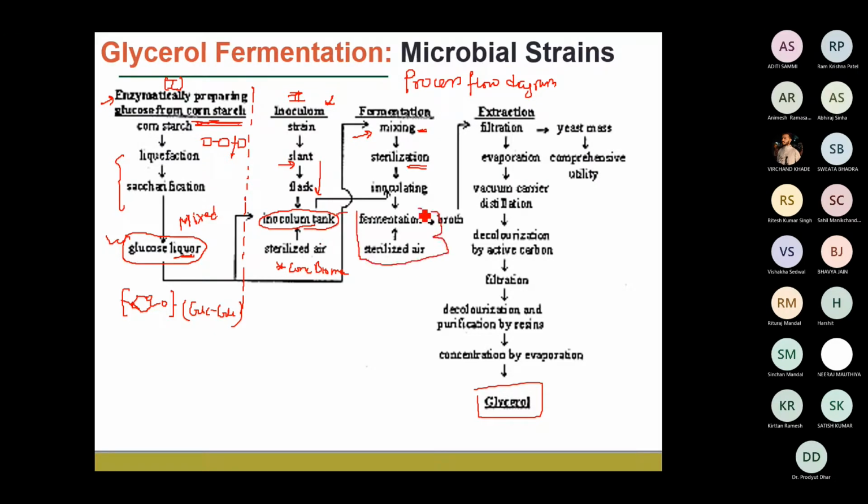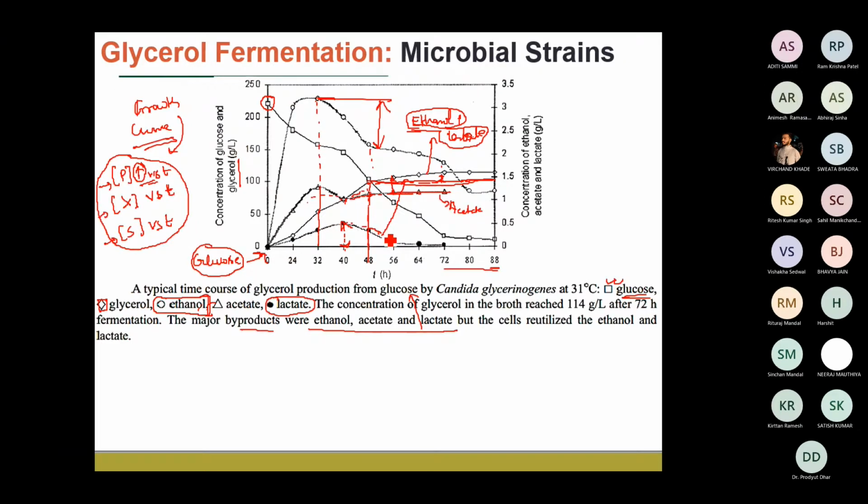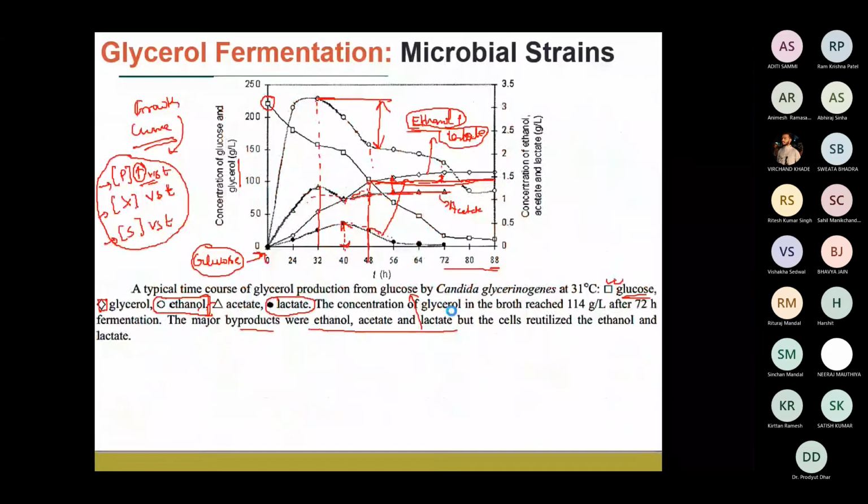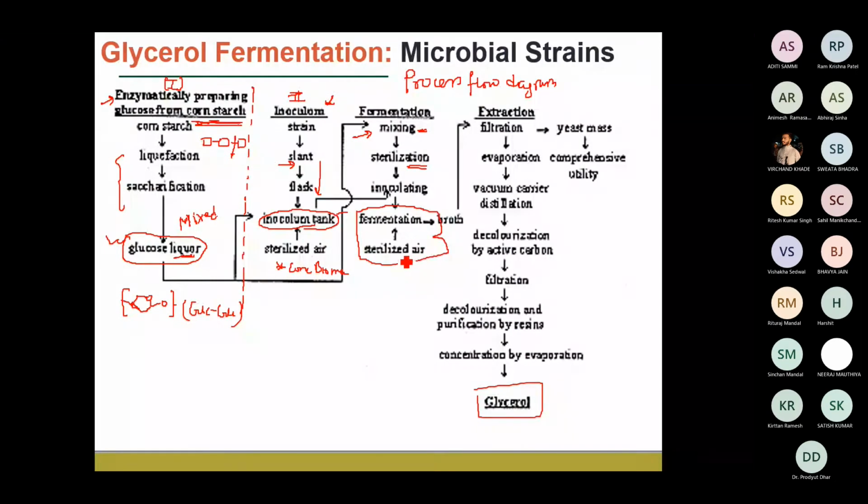In this case, the fermentation for glycerol production depends upon which process we use. It can be anaerobic if we are going with the sulfite as well as the alkali process. If we have an osmotolerant yeast process, it can be aerobic, and if it is algal, it will be aerobic. Depending upon that, we supply sterilized air, and the concentration of it is varied. During this process, the production of glycerol takes place.